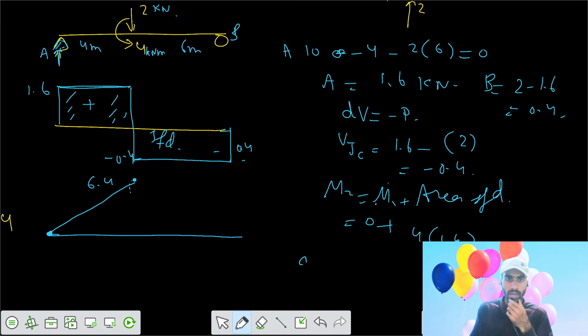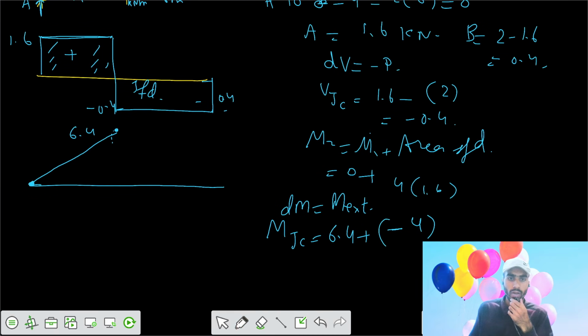Then after that we have dM equals M external. The moment just after C is the moment just before, which was 6.4, plus M external you are applying in the anti-clockwise direction. So if the moment is in the anti-clockwise direction, that means it is negative: 6.4 minus 4. That means finally you get the value 2.4. So your BMD drops by an amount of 4 kilonewton meter, such that the final value comes out to be 2.4.